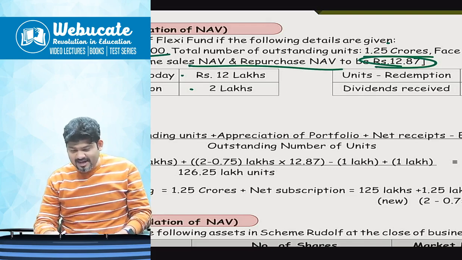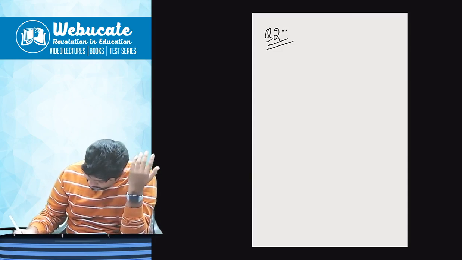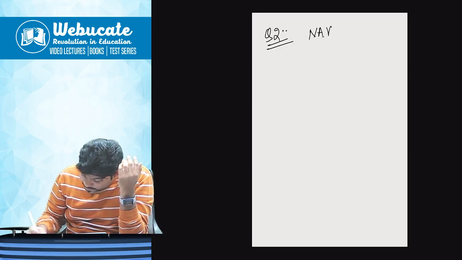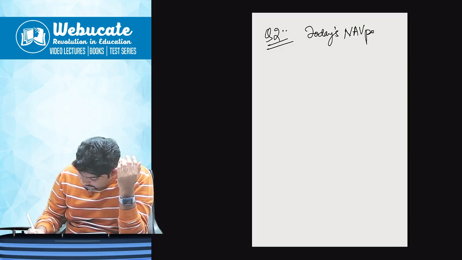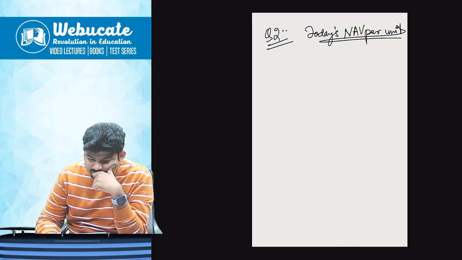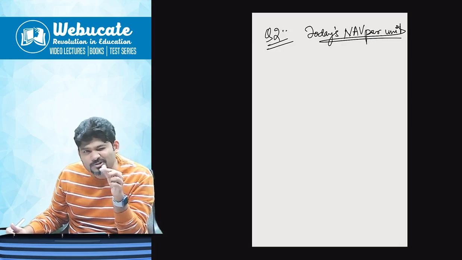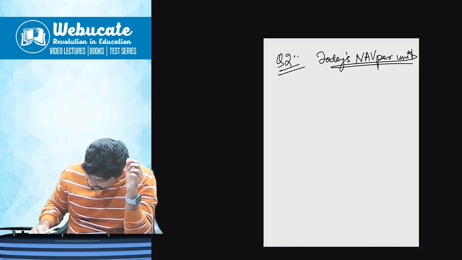Chalo. On that note, I will solve the question, assuming everybody has done it. So, we have to calculate today's NAV per unit. Everybody has got the same answer, or here now also the answer is different? Same answer? Chalo, very good. So let's start.